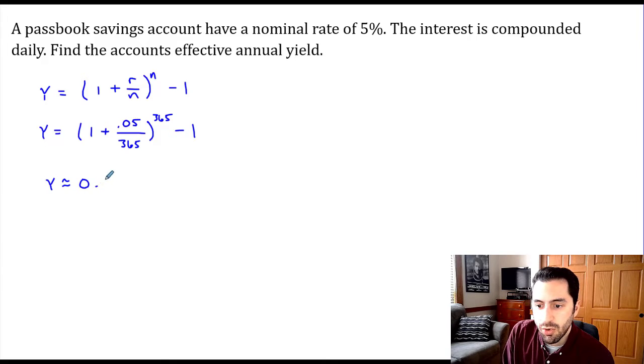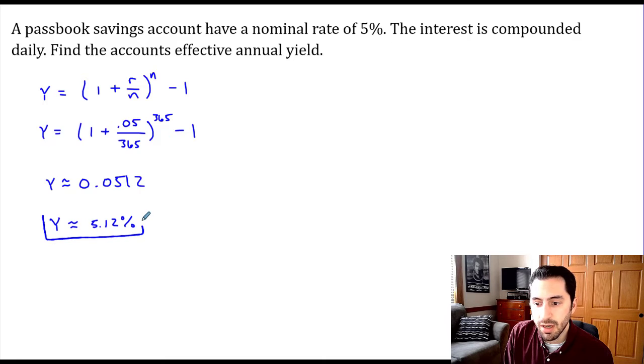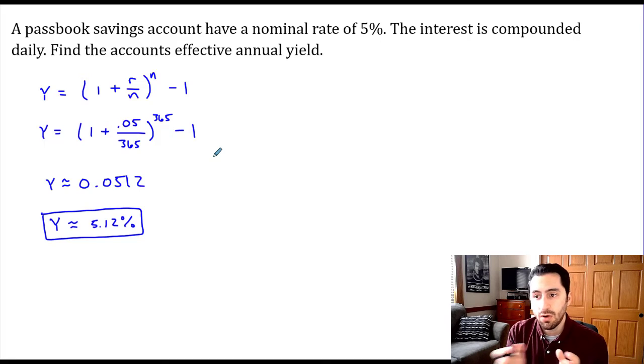So about 0.0512. And then to get our effective annual yield, let's rewrite this as a percent. So we end up with about 5.12%. So our effective annual yield is about 5.12%. And again, what that means is our normal interest rate compounded daily was 5%, but a simple interest rate of 5.12% will give us the same results. It will give us the same future value, even though it's simple interest now.